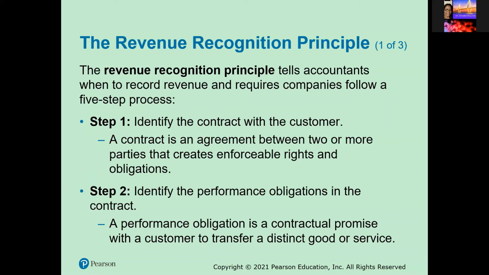The revenue recognition principle tells accountants when to record a revenue and requires companies to follow a 5-step process. There's a 5-step process in the revenue recognition principle. And the first step is identify the contract with the customer. What is a contract? A contract is merely an agreement between two or more parties that creates enforceable rights and obligations.